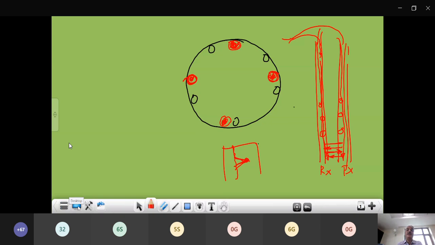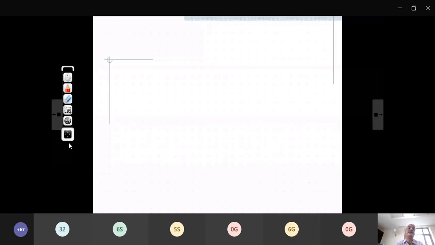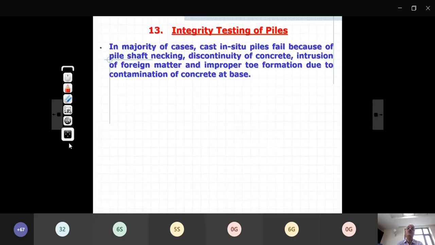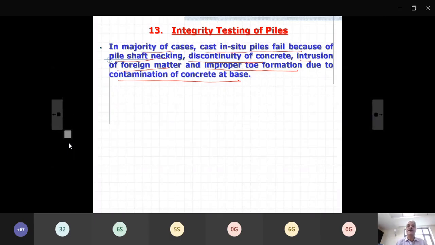That is one. There is another method which is known as the low strain integrity test. So first of all, why is an integrity test required? In the majority of cases, cast in situ piles fail because of pile shaft necking, discontinuity of concrete, intrusion of foreign matter, and improper toe formation due to contamination of concrete at the base. आपने एक साथ significant concrete का mass नीचे नहीं गिराया ट्रेमी वगैरह में, then some laitance may get trapped at the toe of the pile and your full end bearing action may not mobilize.